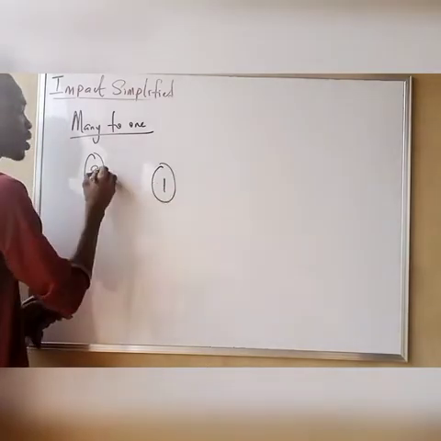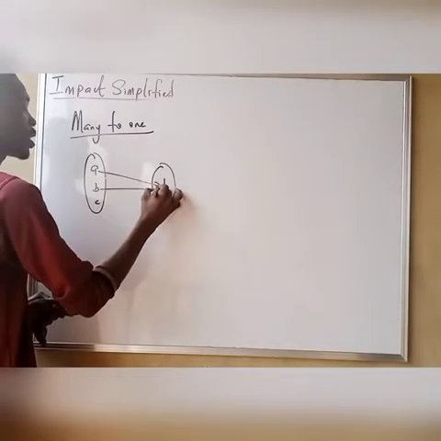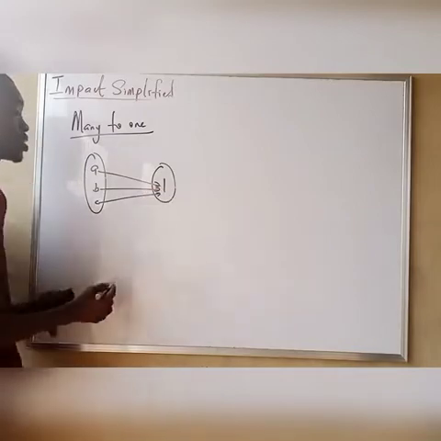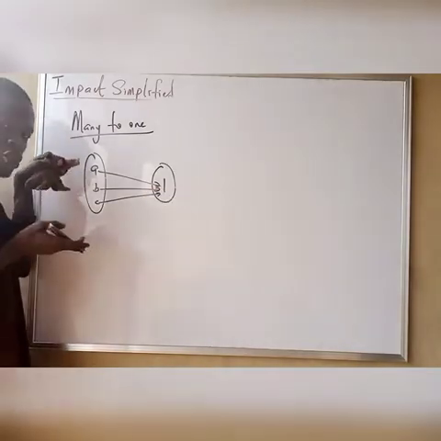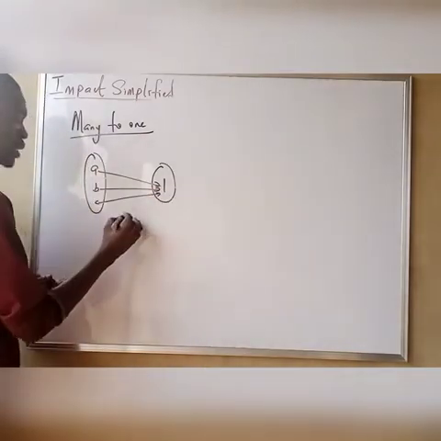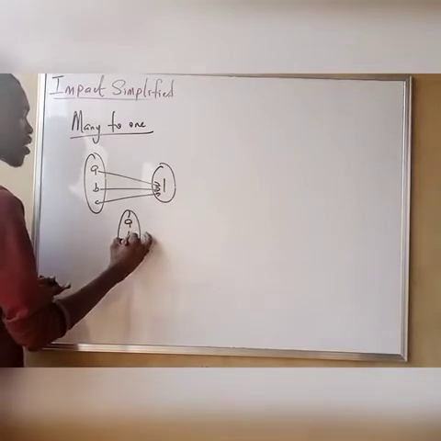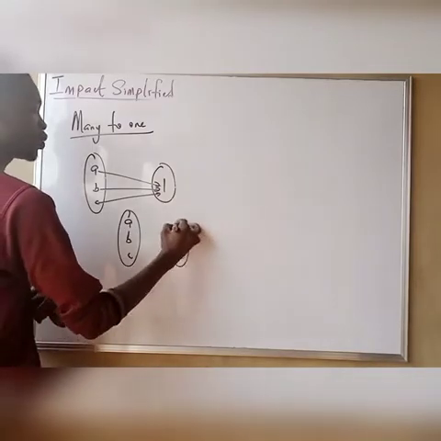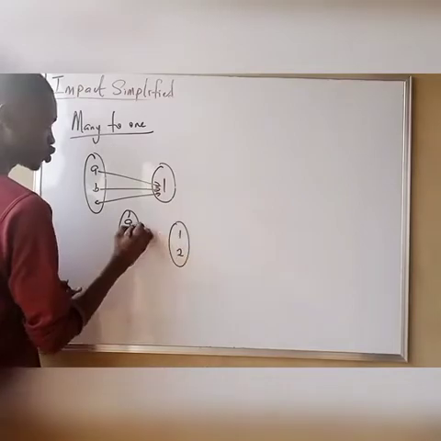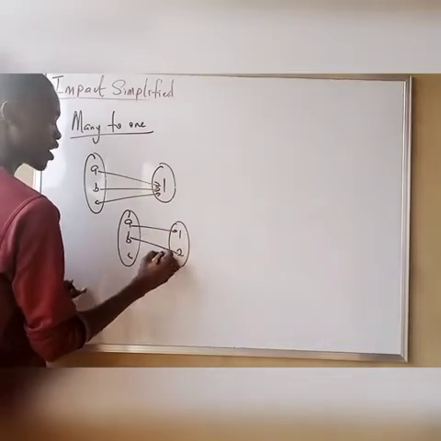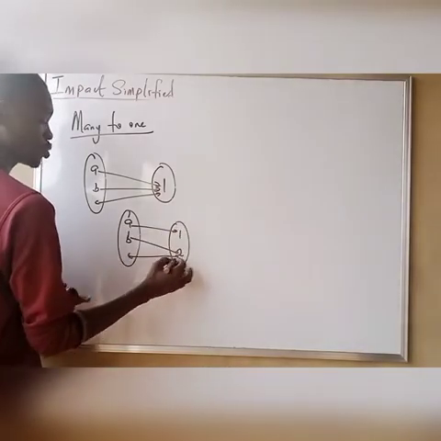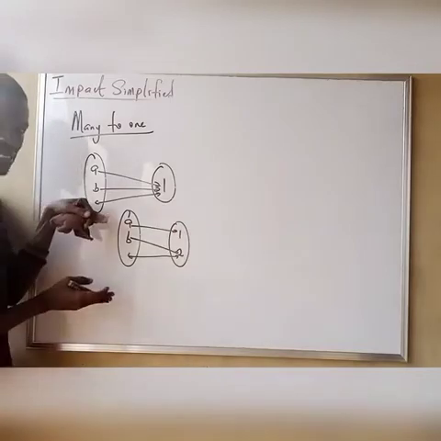And the graphical method is this. We have A to 1, we have B to this, and we have this to this. This is many function to one function. Do we get that? And also, we can also have it like this. A, B, C. We can have it as 1 to 2. We have A to 1, we have B to 2, we have C to 2. This also is many to one.